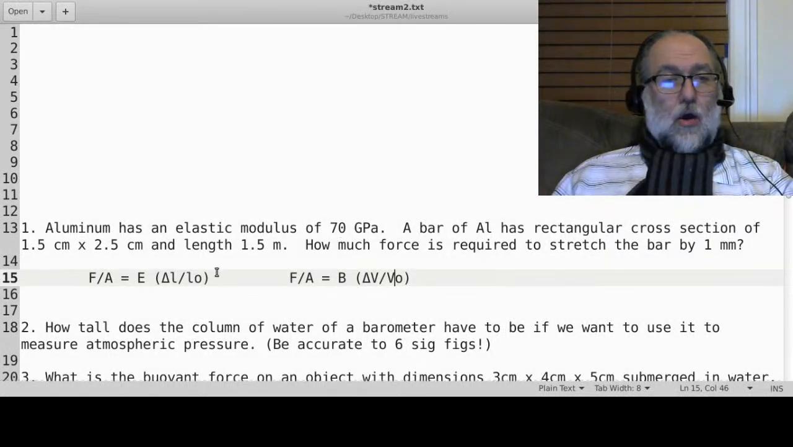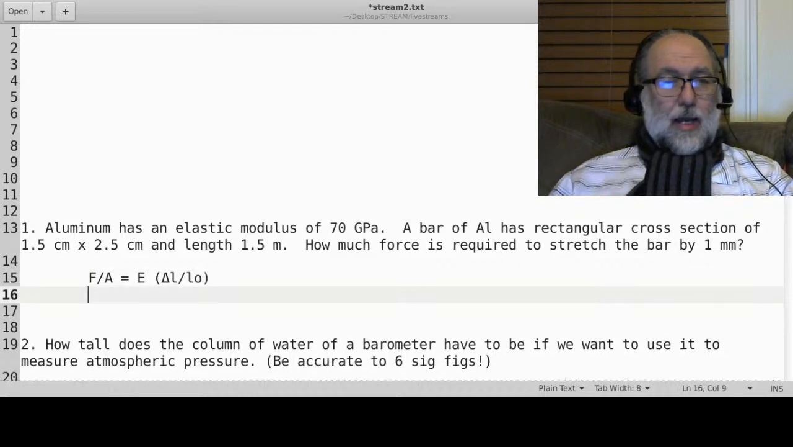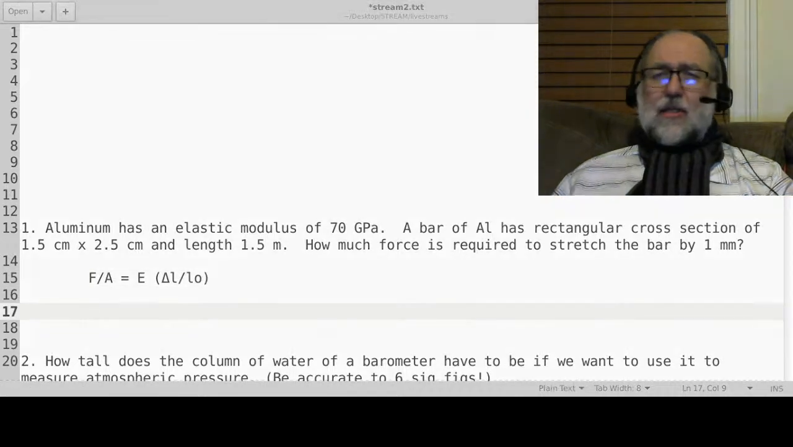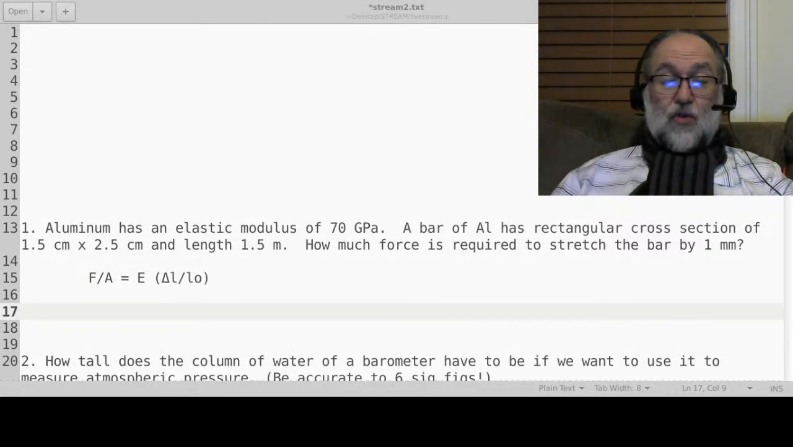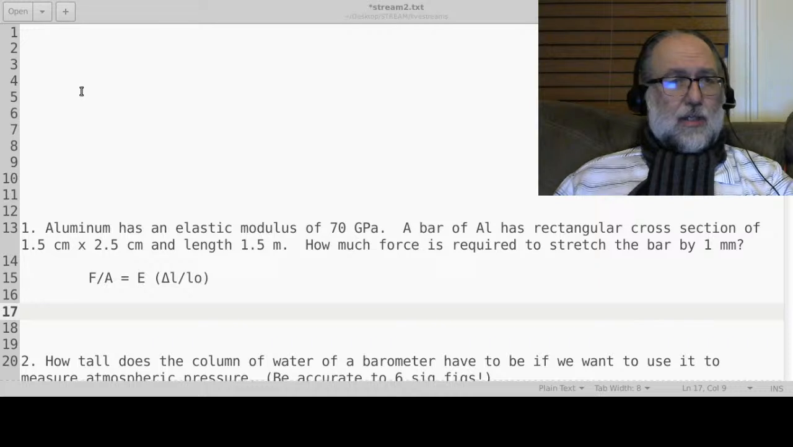So this is the formula we want. Like I said, these problems are fairly straightforward, but the problem is that you have to get the right units, and that's usually where the mistakes are made. So let's get those values ready. I'm just going to cut and paste them from another.